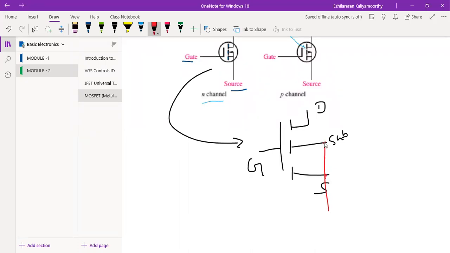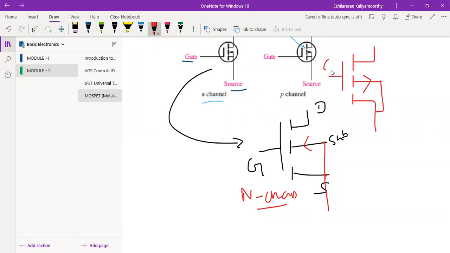Now you see the arrow mark, very, very important. The arrow mark going inside is nothing but the N channel. For a P channel, the arrow mark will point towards the right, like this. So the connection will be like this, with the arrow mark in this way. This is the gate, this is the drain, this will be the source. So this one is the P channel.